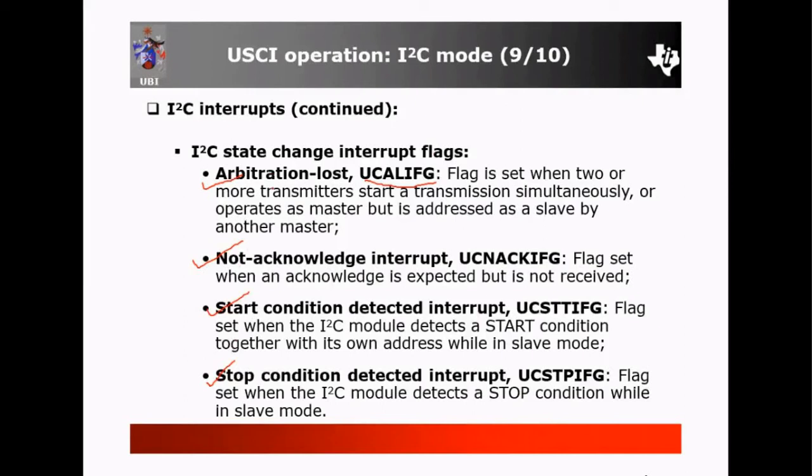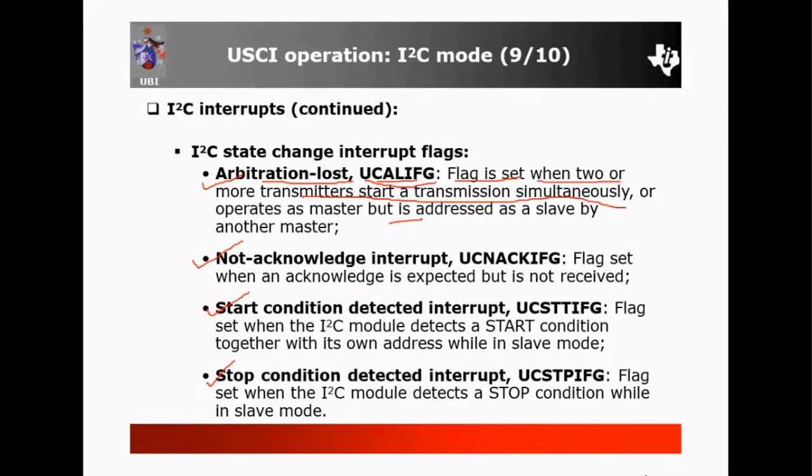Now see one by one. First is arbitration lost, UCALIFG. So these are four flags. Now this flag is set when two or more transmitters start a transmission simultaneously, or operates as a master but is addressed as a slave by another master. You can see that the UCALIFG flag is set when two or more transmitters start a transmission simultaneously.